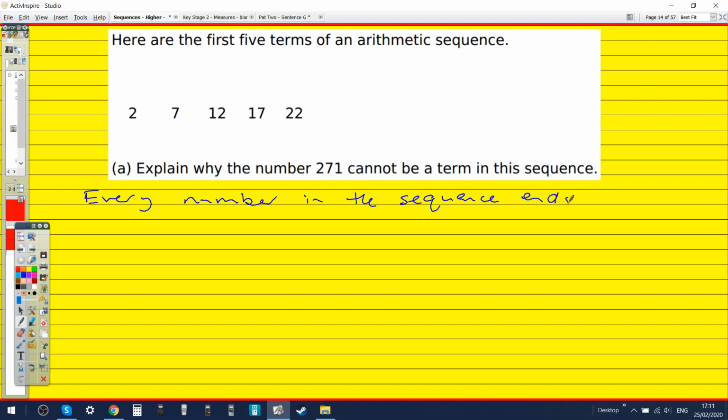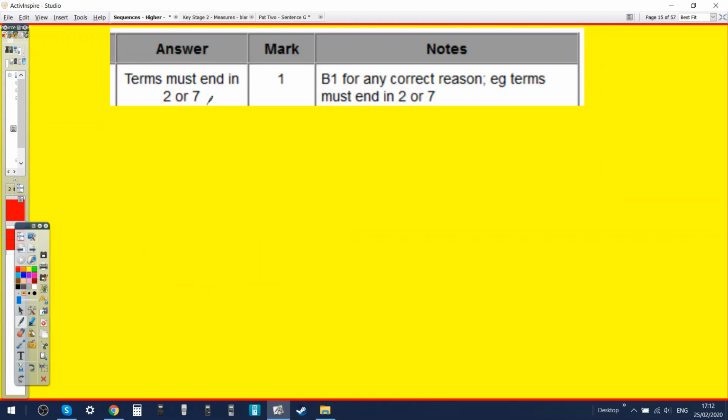So it can't be 271. Why not? Because all of them end in 2 or 7. What does 271 end in? 1. Yeah. So not in the sequence. Well done. Terms must end in 2 or 7.